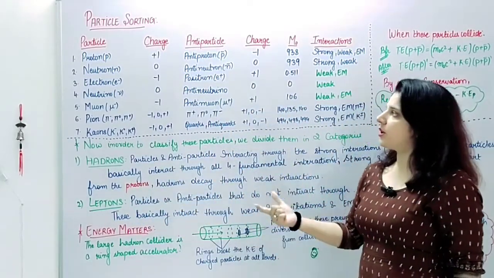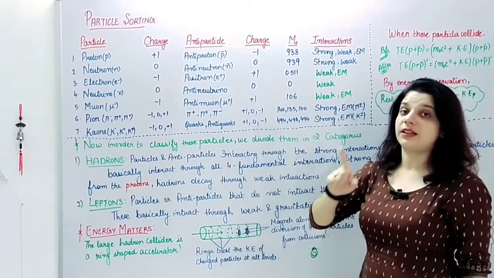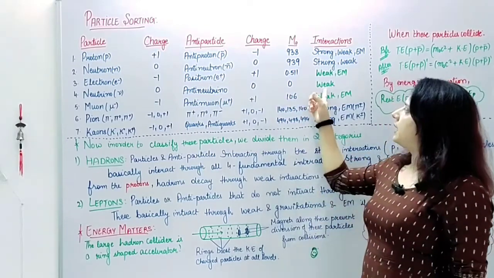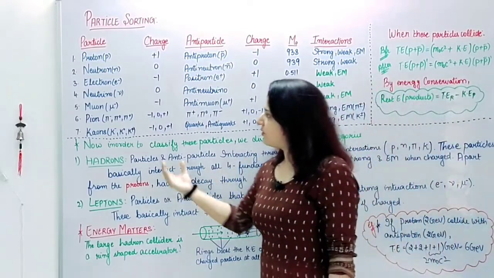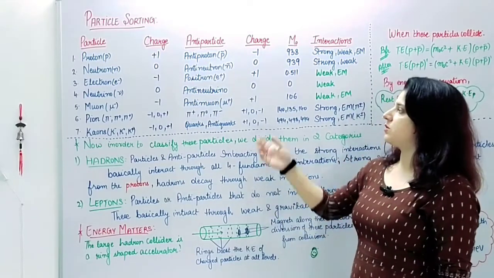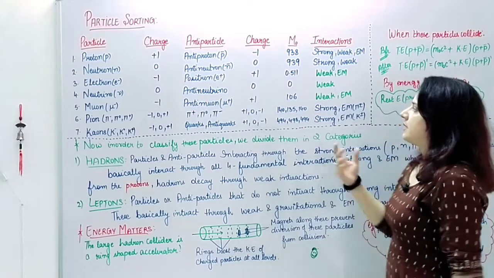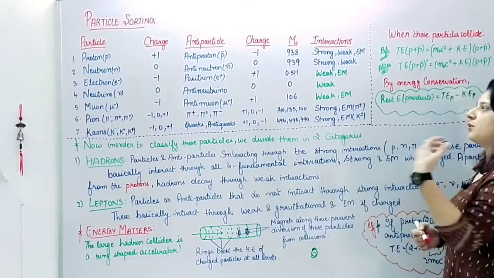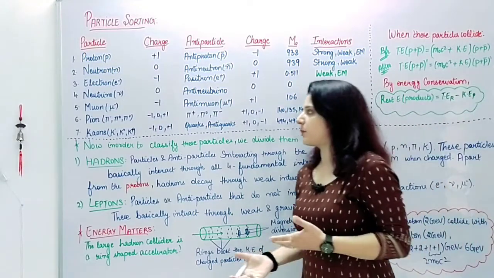Neutrino, again a neutral particle. Antineutrino will be the antiparticle, zero mass. It is a massless particle and it will only show the weak interactions. Then we have the muons. Muon is a negatively charged particle, so its antimuon would be positive charge, and rest mass is 106, with weak interactions and electromagnetic interactions, obviously since it is a charged particle.